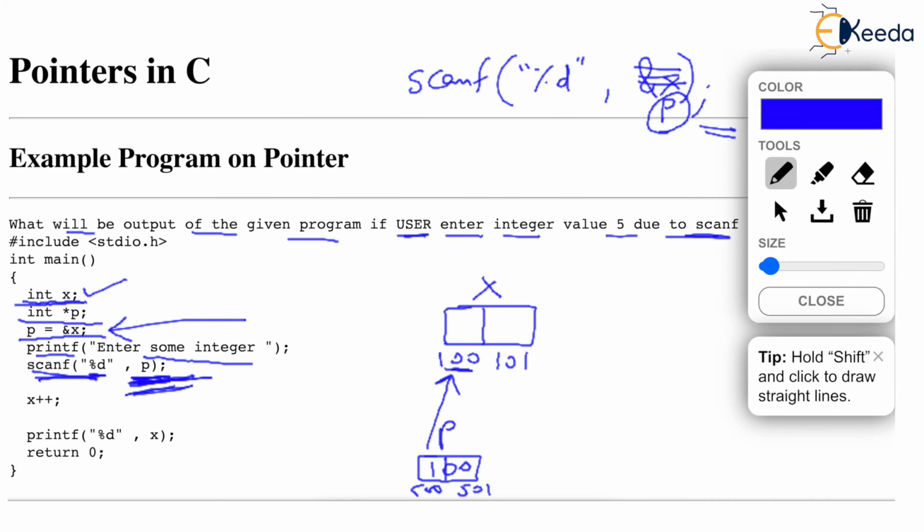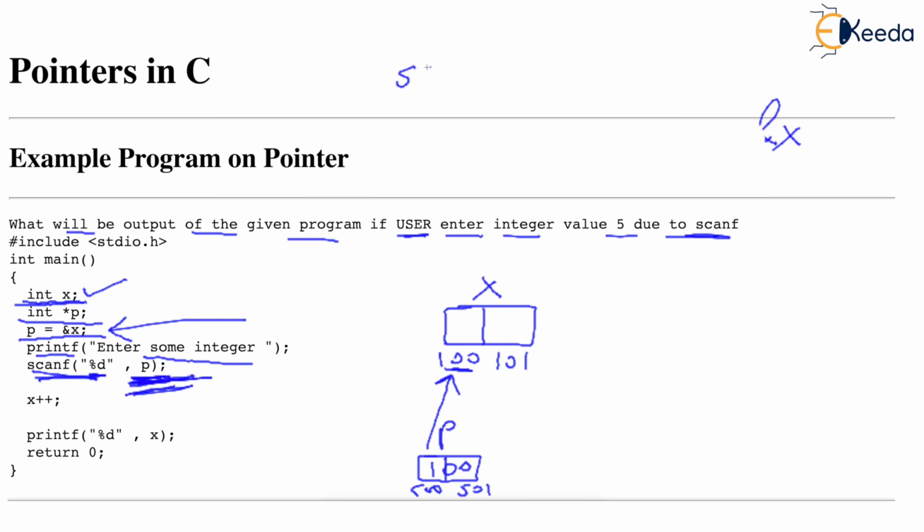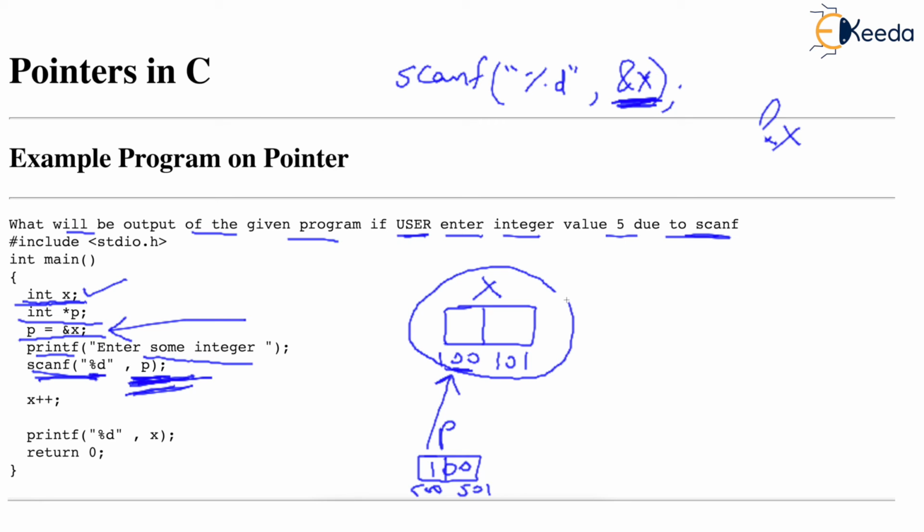Just have a look at this again. Suppose you give scanf %d &X. What does it mean? It means whatever value you enter through the keyboard, let's say you enter 5, then 5 should be stored in the memory, obviously. But where will that 5 get stored? 5 will get stored at the address of X. And what is the address of X? 100, rather 100, 101. The beginning address is 100. So 5 will be stored at the location which is specified in the scanf.